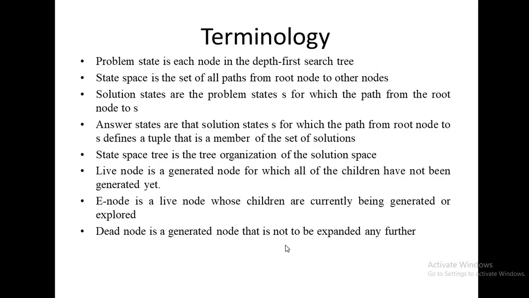The state space is the set of all the paths from the root node to other nodes. The solution states are the problem states S for which the path from the root node to S defines a tuple. The answer states are those solution states S for which the path from the root node to S defines a tuple that is a member of the set of solutions. The state space tree is a tree organization of the solution space. A live node is a generated node for which all the children have not been generated yet. An E-node is a live node whose children are currently being expanded. A dead node is a generated node that cannot be expanded any further.